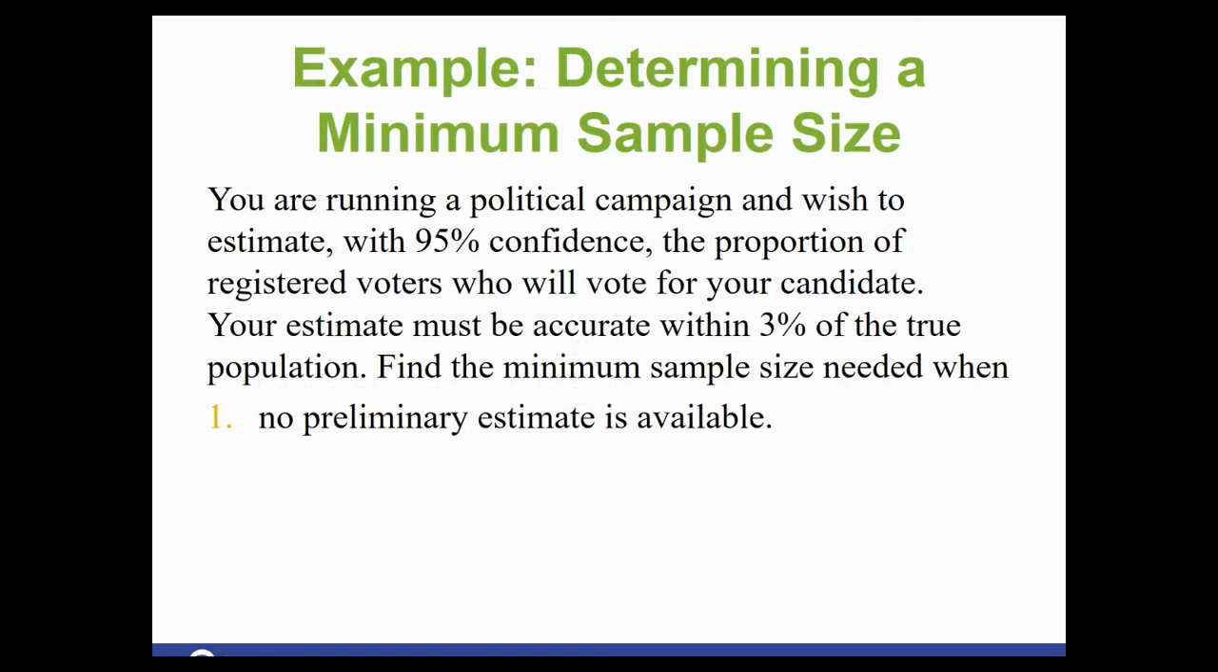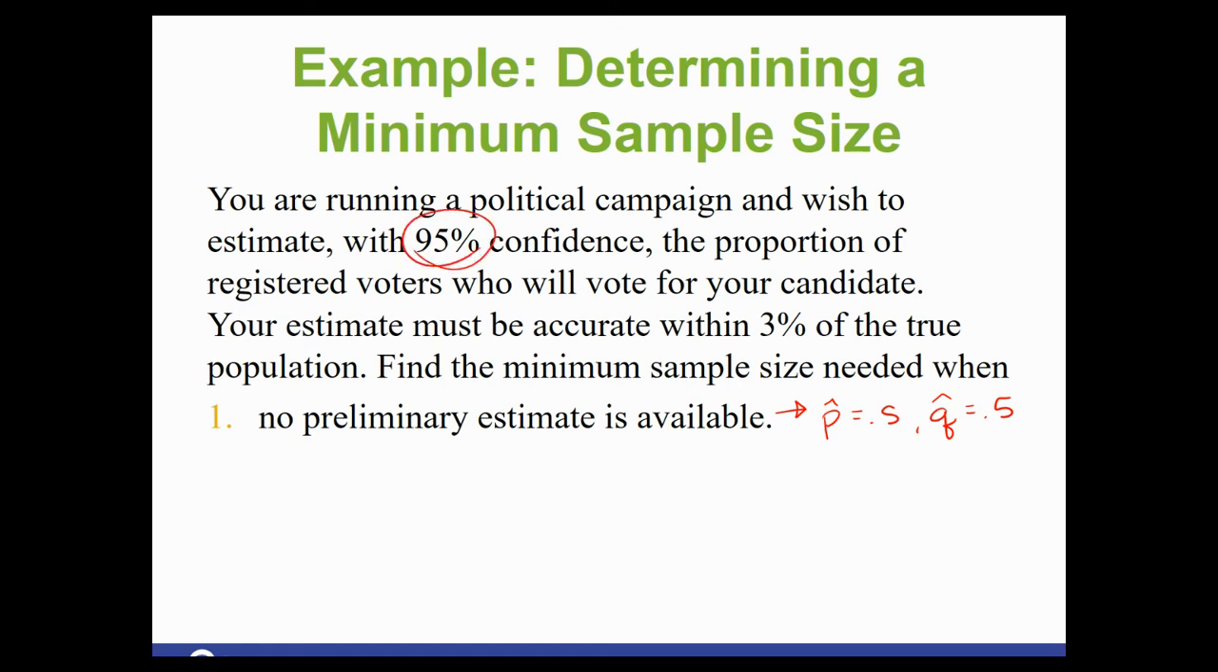So here's our last example. We're going to do it twice, one with a preliminary and one without a preliminary estimate. It says you are running a political campaign and wish to estimate with 95% confidence the proportion of registered voters who will vote for your candidate. Your estimate must be accurate within 3% of the true population. Find the minimum sample size needed when, for this first scenario, no preliminary estimate is available. So that means we're going to do 0.5 for p and 0.5 for q.